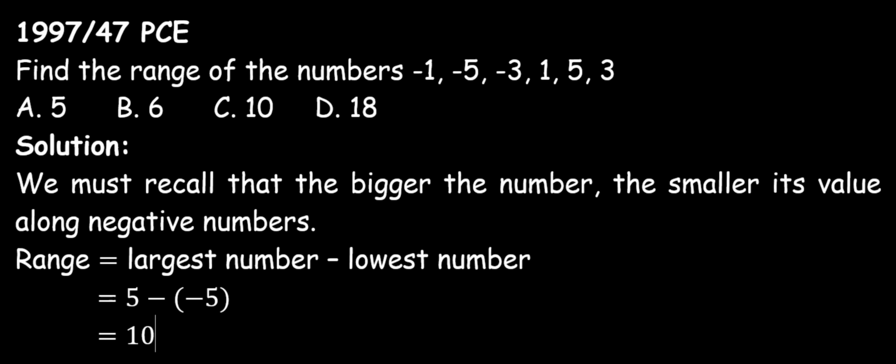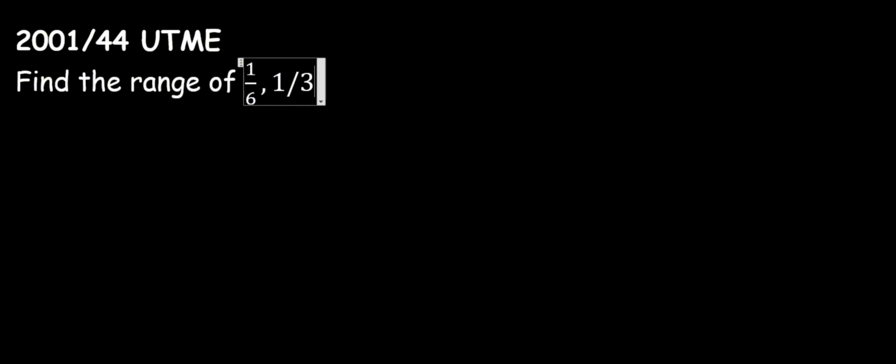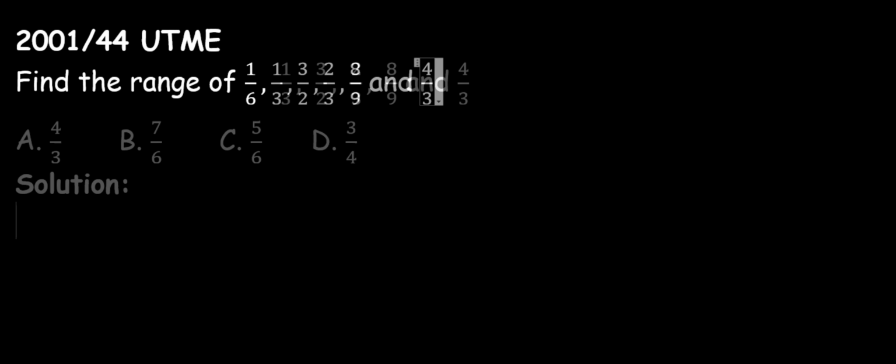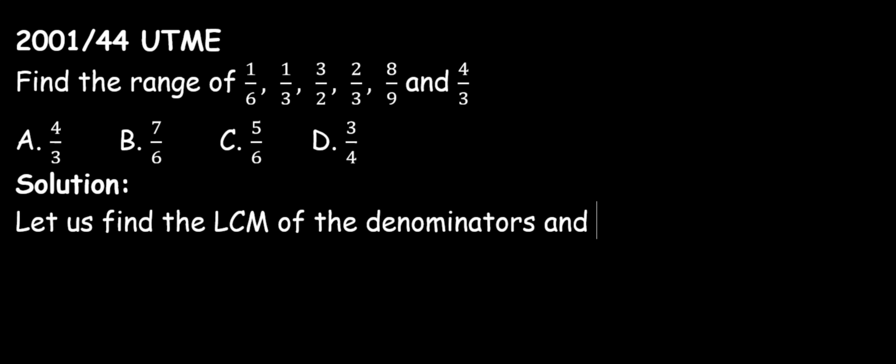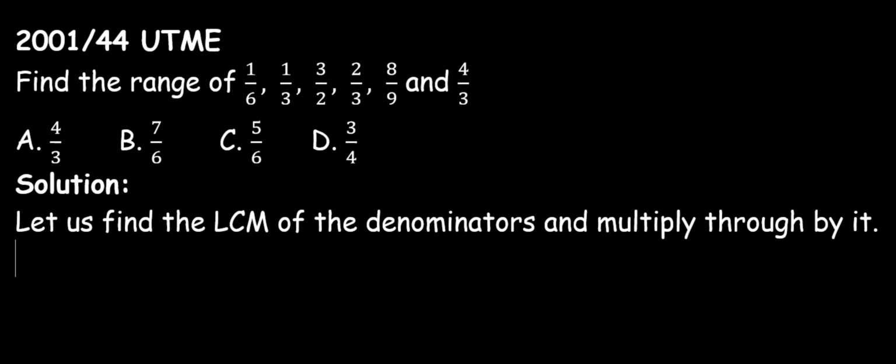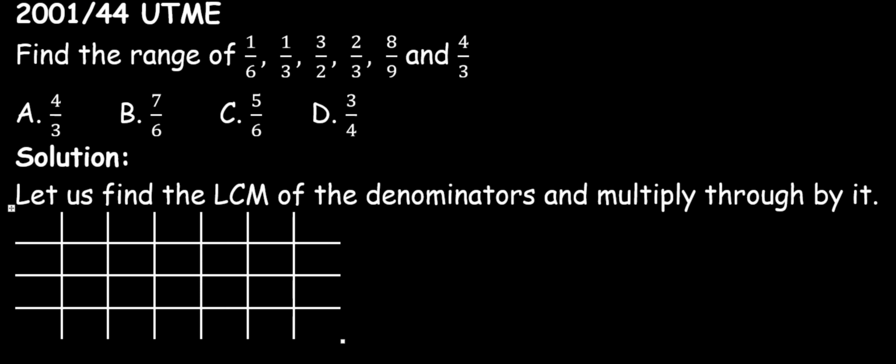Let's take another example. Find the range of 1 over 6, 1 over 3, 3 over 2, 2 over 3, 8 over 9, and 4 over 3. The options are given. Solution. Let us find the LCM of the denominators and multiply through by it for us to know the biggest number among the fractions. In this case, the LCM of the denominators here is 6, 3, 2, 3, 9, and 3.